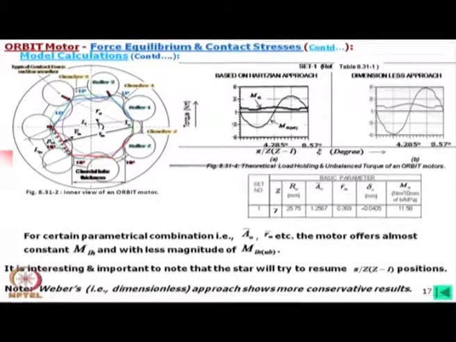Now, another interesting point which I have mentioned, that this non-dimensional approach is more conservative. This means that if we calculate in this way, it will always show a higher stress value, etc. So, with the non-dimensional approach we will always be on the safe side in the design. Not only this, the beauty of using non-dimensional analysis is that for optimization, we can optimize the machine, then we can finalize the actual dimensions.